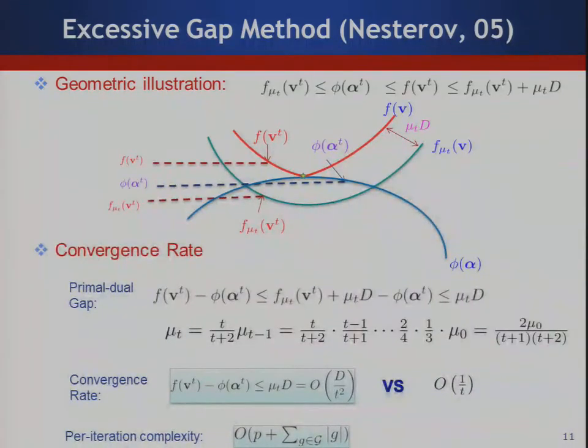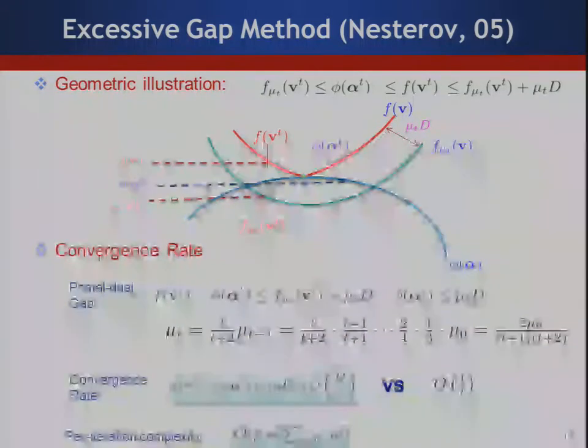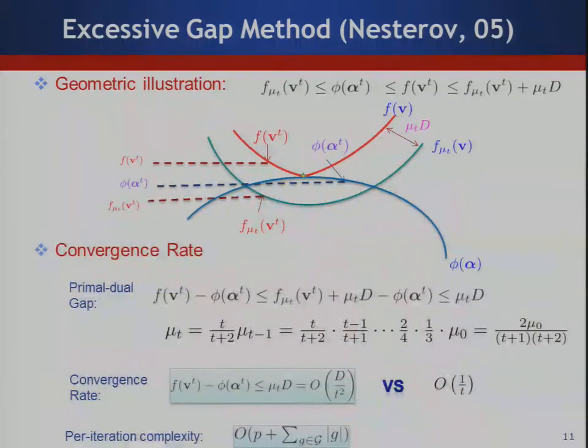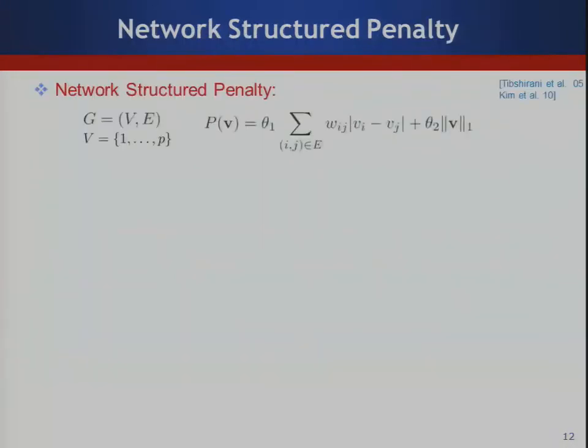When applying the Nesterov method, you have to be careful, since you have to compute the gradient of this smooth approximation and of phi alpha here. But the nice thing is that since we're using d alpha to be one half the squared 2-norm of alpha, all these gradients have a closed-form solution. They are derived in the paper, so you can go into the paper. Here I just highlight the idea of the excessive gap method.